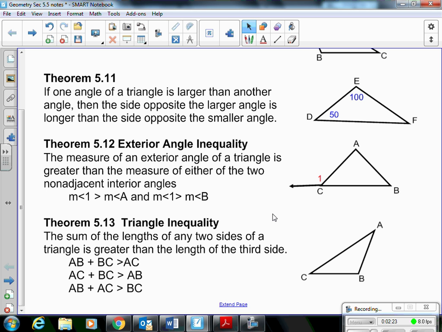All right, and then theorem 5.13, triangle inequality, the sum of the lengths of any two sides of a triangle is greater than the length of the third side. So if I take any two side lengths and add them together, that sum should be greater than the length of the third side. If it's not, then you don't have a triangle. Questions on any of those?